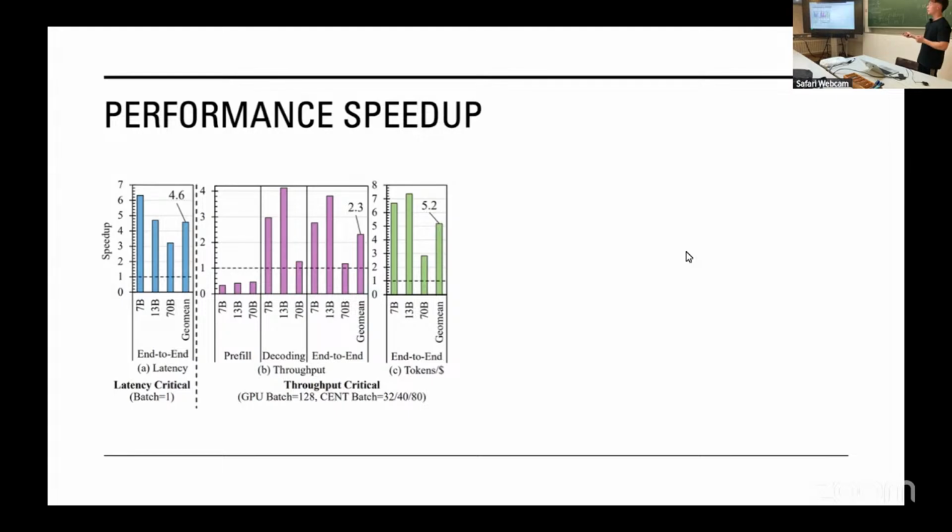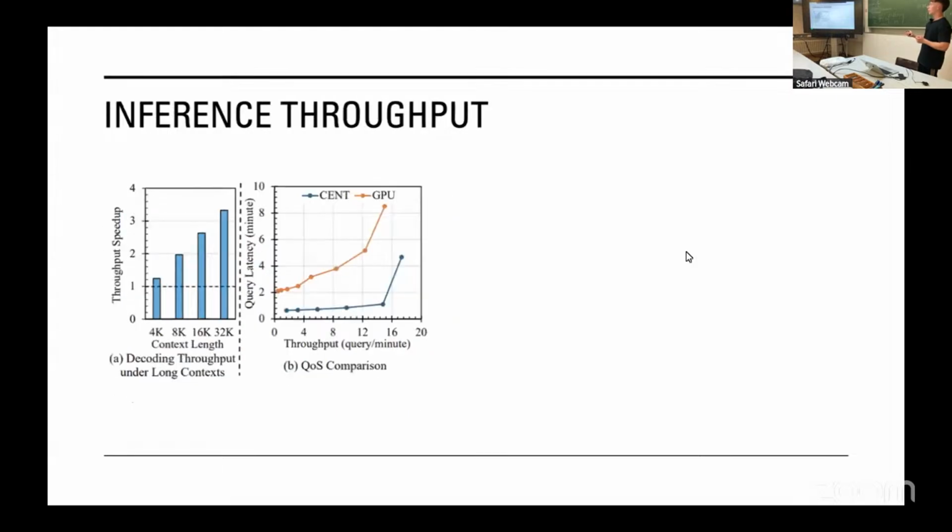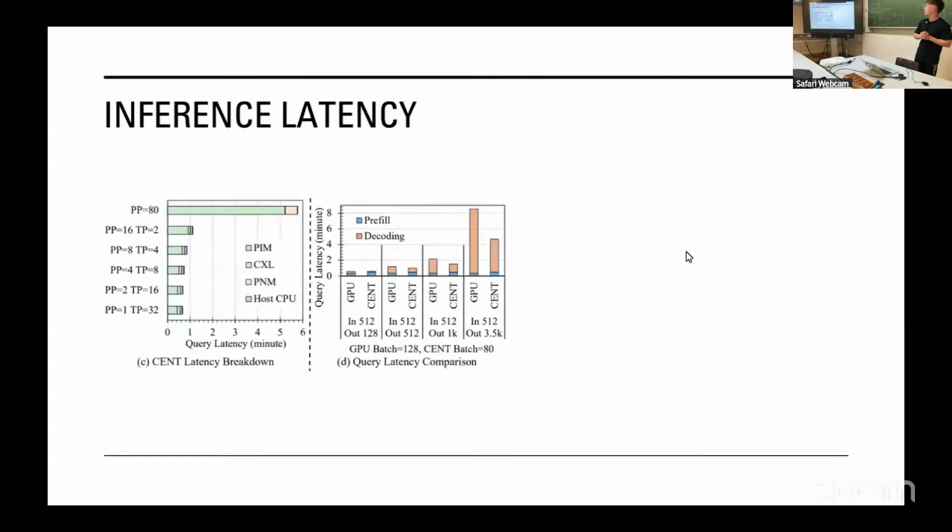The latency also improved, as we can see here. And the throughput also increased, because the yellow one is the GPU, blue one is the send. This maybe looks a bit confusing, but the throughput is on the x-axis and the query latency is on the y-axis. So that's why send is below GPU throughput. But the send GPU has better throughput, and the latency is also better.